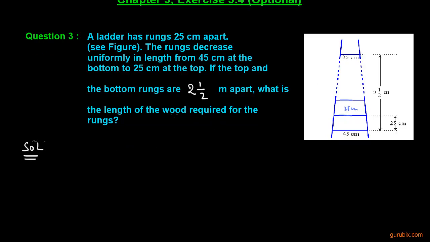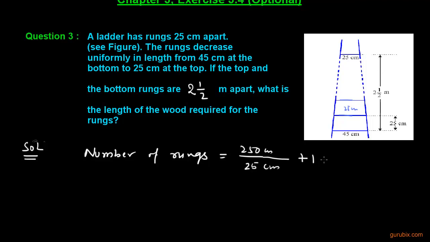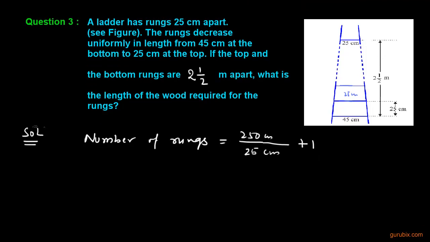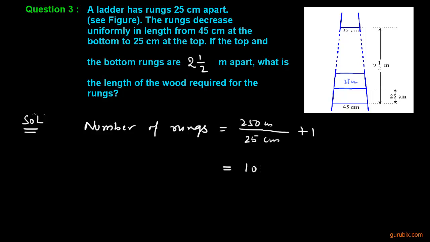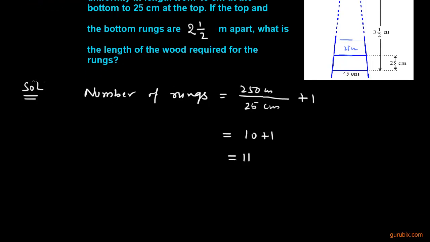First of all, we have to find out the number of rungs used in this ladder. Number of rungs equals the distance between top and bottom rungs, which is 250 centimeters because 2.5 meters equals 250 centimeters, divided by the distance between two rungs, 25 centimeters, plus one rung, because we are counting the distance between two rungs. So this is 10 plus 1, which equals 11. So there are 11 rungs used in this ladder.